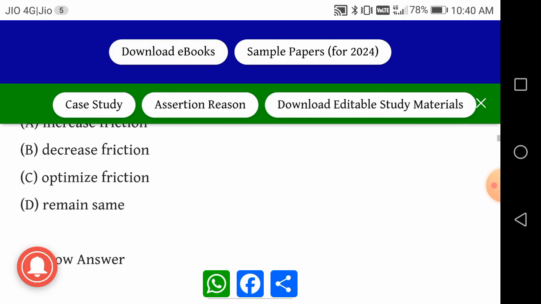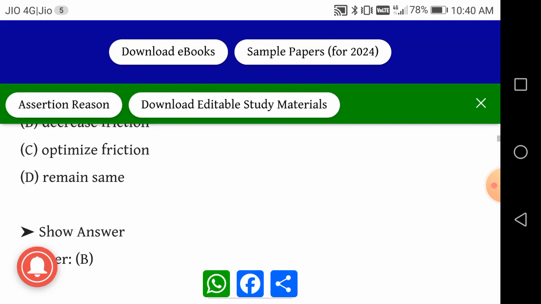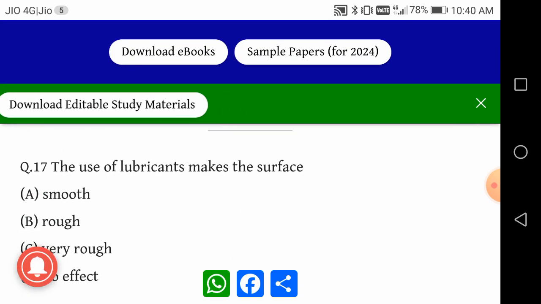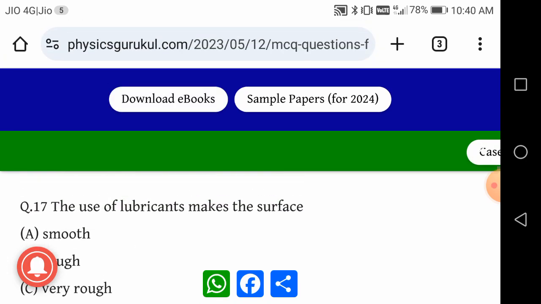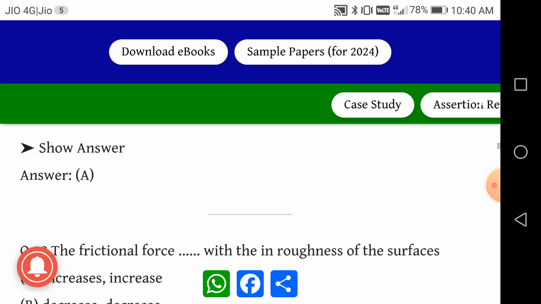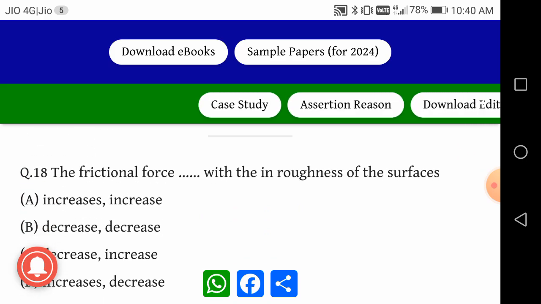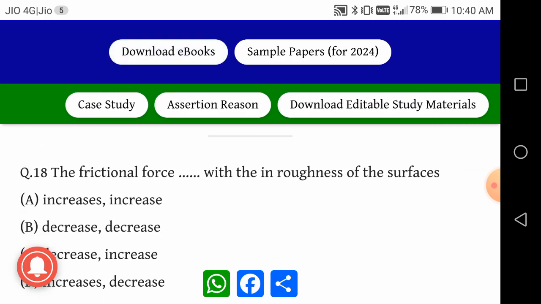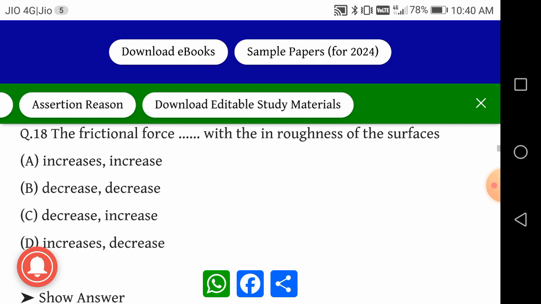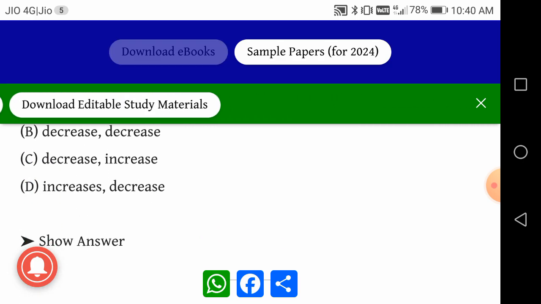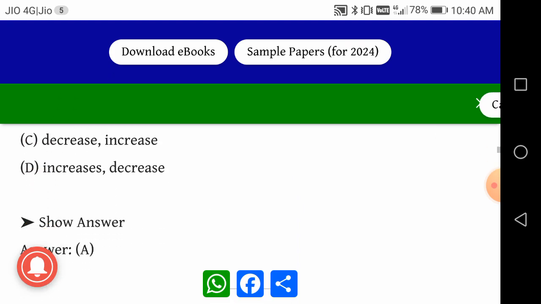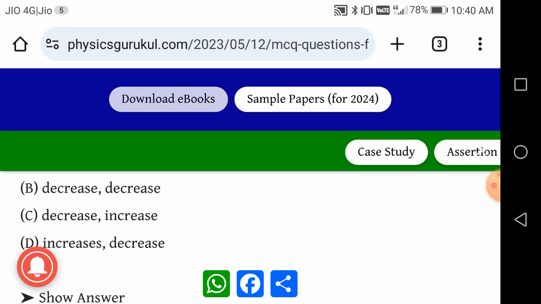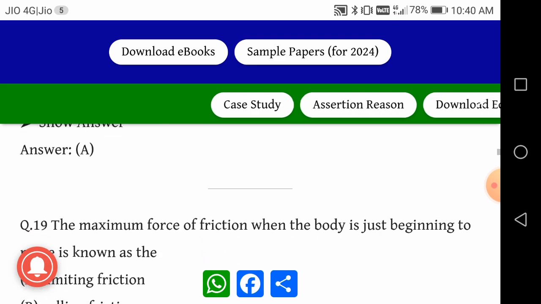Ball bearings are used to decrease the friction. The use of lubricants makes the surface smooth. They are going to make the surfaces smooth. That's why we lubricate the surfaces. The friction force increases with the roughness of the surfaces. It is going to increase with the increase in the roughness of the surfaces. Direct proportion between the roughness and the force of friction between the surfaces.